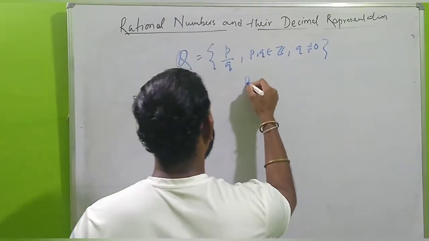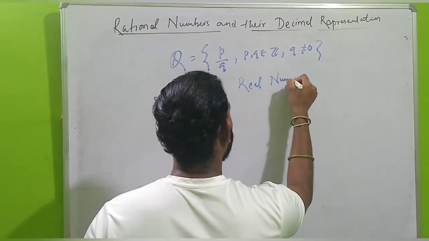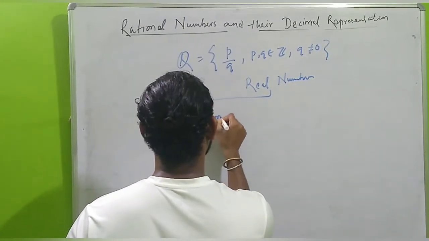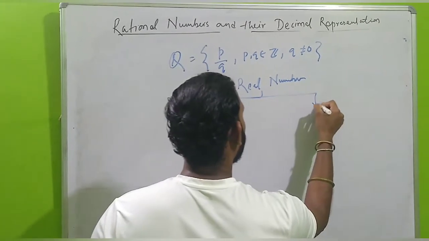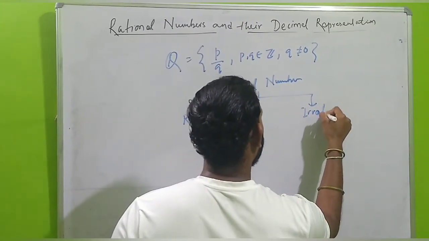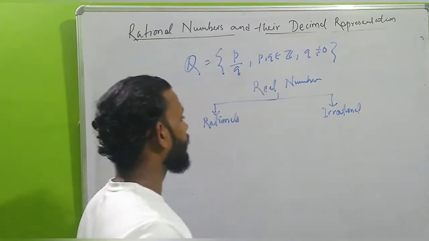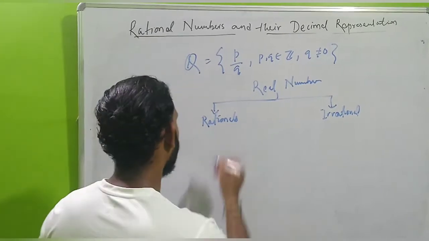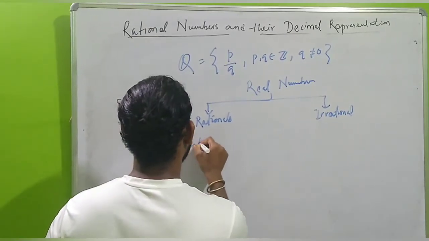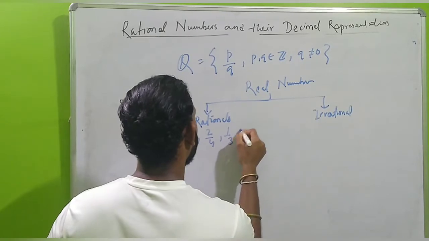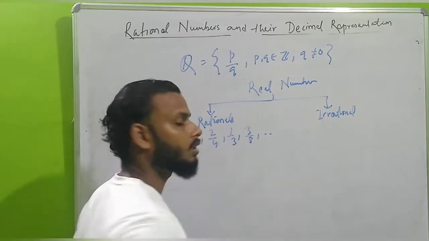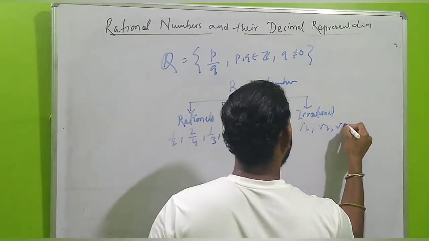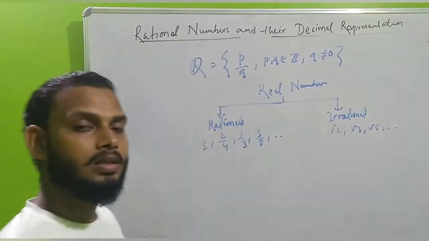As we know, real numbers are divided into two parts. One is the collection of all rational numbers and the other one is irrational numbers. So the collection of all rational numbers and irrational numbers forms the real numbers. Let me give some examples. You can say 1 by 2, 2 by 4, 1 by 3, 3 by 8 and so on. These are some examples of rational numbers. Similarly, root 2, root 3, root 5 and all these numbers are called my irrational numbers.